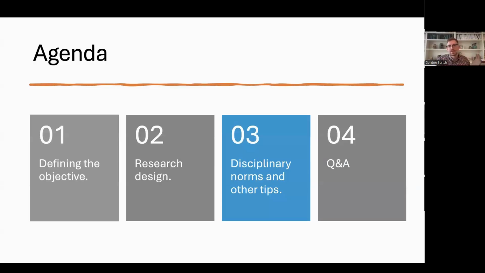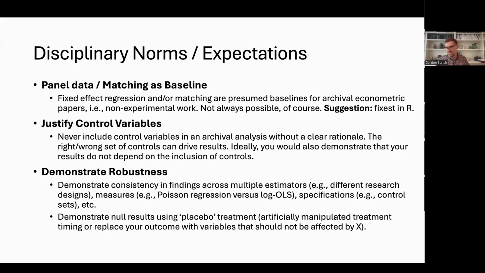Okay, so that's a broad overview of methods. I'll quickly go through some things, and then I'll wrap up here and can take questions from you guys. So, some various things on disciplinary norms these days in IS journals with quant methods, particularly causal inference, econometric stuff.